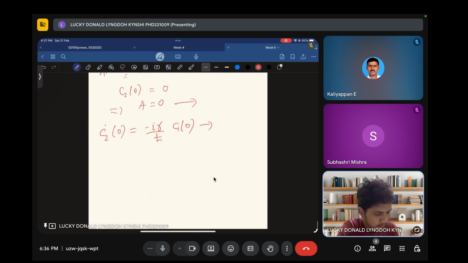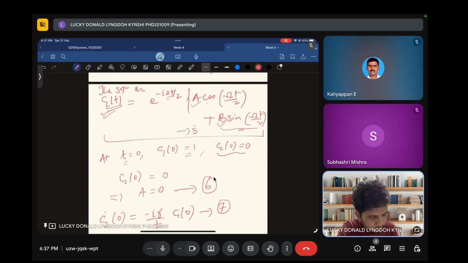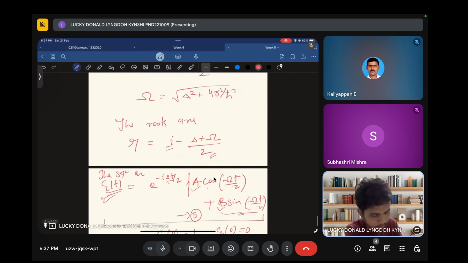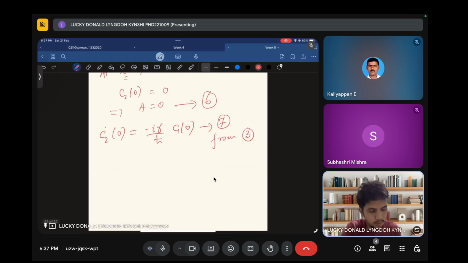This equation I will name as equation 6, equation 7. I'll name this one as equation 5 for you to be easier. And omega, let me just name it as equation 4 for you to be easier. And is there anything else? So how do I get C1 dot? This is from 3. You just need to differentiate C2 of 0. You will get this equation.